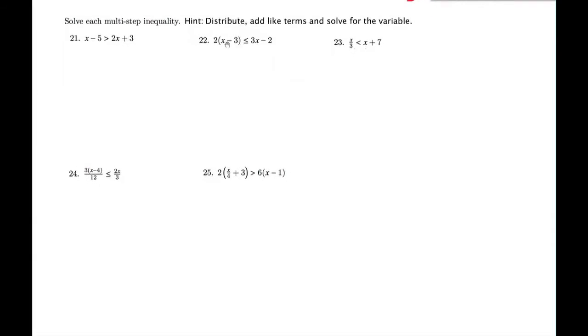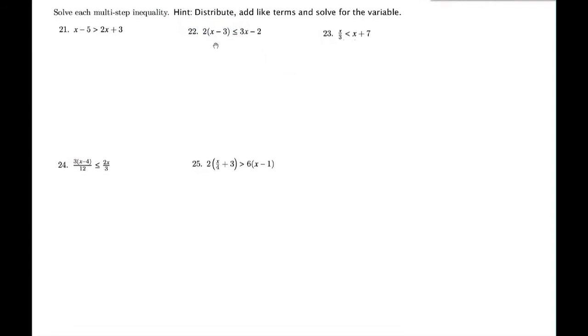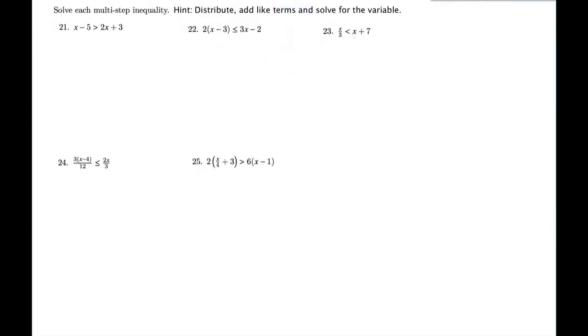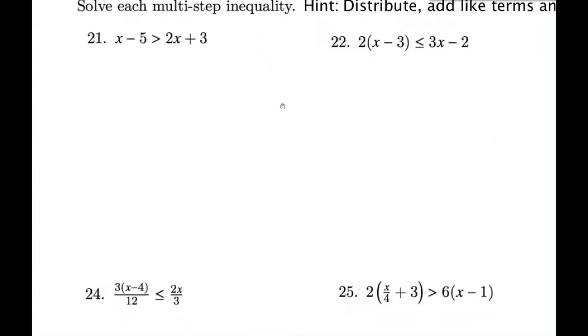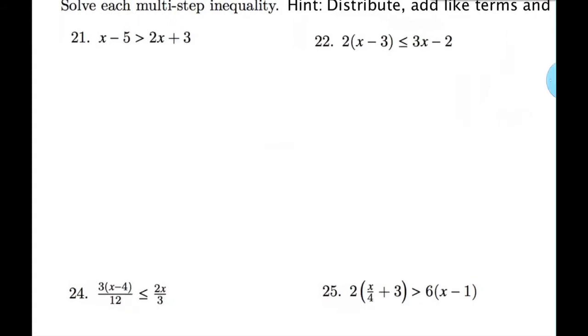Okay, 21 through 25. Solve each multi-step inequality. Hint: distribute, add like terms, and solve for the variable. Okay, 21. X minus 5 is greater than 2x plus 3. All right, so first of all, on the left side, are there any terms that we can combine? No. On the right side, no.